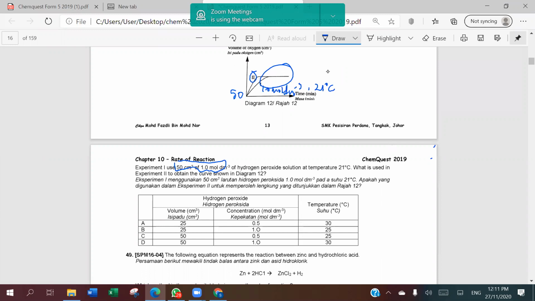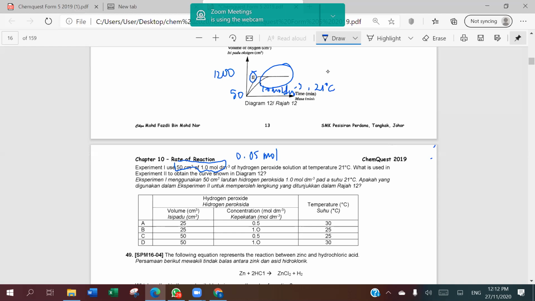Okay, can everyone calculate for me? 50 times 1 divided by 1000 times 24,000. What do I get? 50 times 1 divided by 1000, how much is it? 1200. This is 1200. What is my number of moles first? 0.05 mole, right? All of you agree? Yes. So I'm getting 1200, and I'm using 0.05 mole. Remember, experiment 1 is 1 mole per decimeter cube.